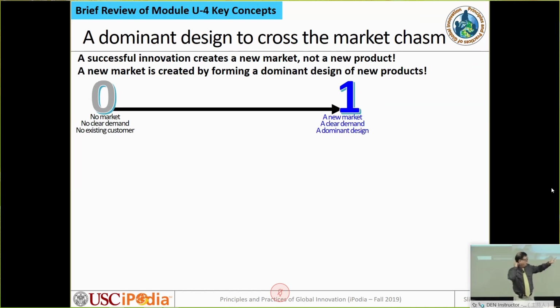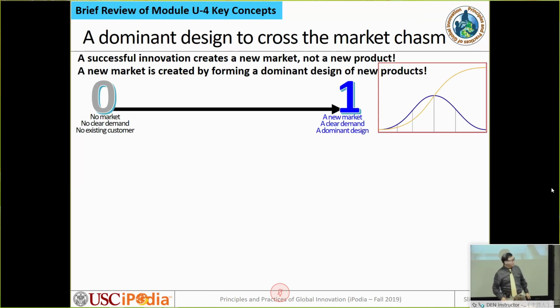Understand the point? So when you arrive at 1, you succeeded in creating a new market. You now have a clear demand. And more importantly, you have a dominant design of the functional requirement that all try to satisfy that clear demand. That is the 1. So if you want to look into the S-curve, remember the S-curve, as well as the bell curve, which shows demand, and you can clearly tell where you are at 1.